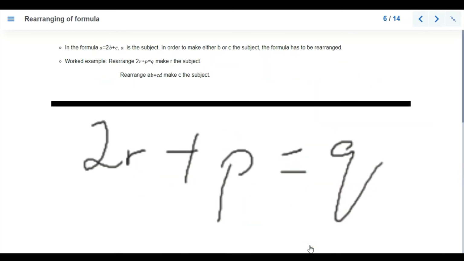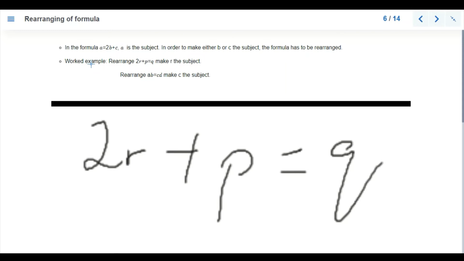The rearranging of formula. In the formula, A equals B plus C, A is the subject. In order to make either B or C the subject, the formula has to be rearranged. So whenever we have a formula, we have to rearrange. Whatever number or alphabet is given to us to rearrange is going to be the subject of the formula. Now we have this worked example here.